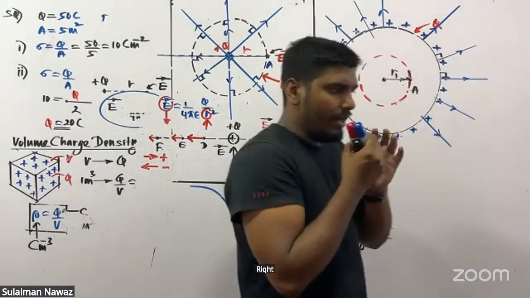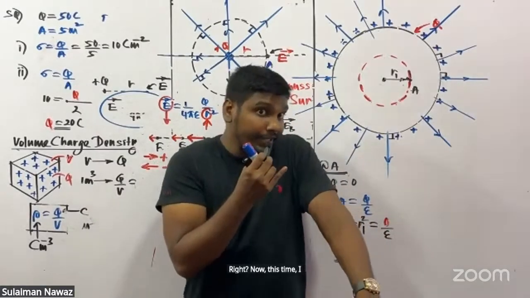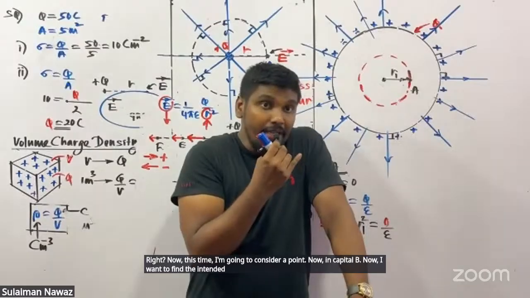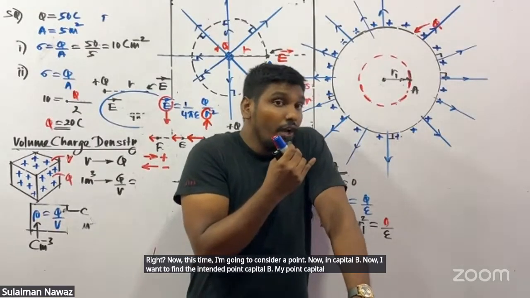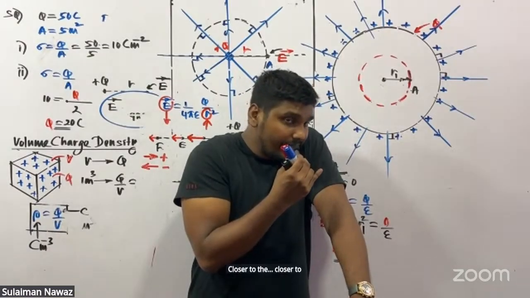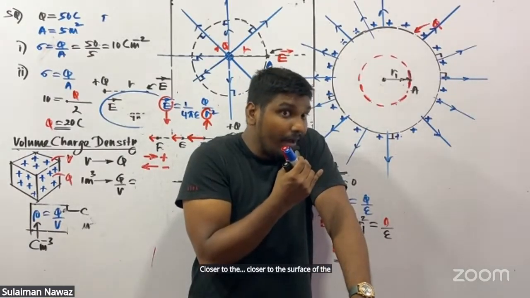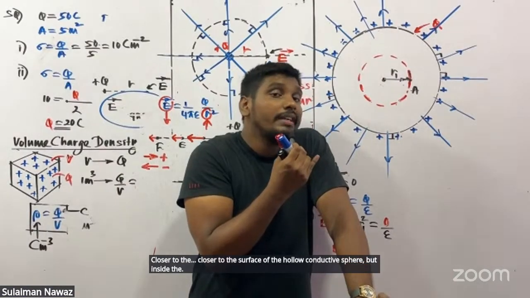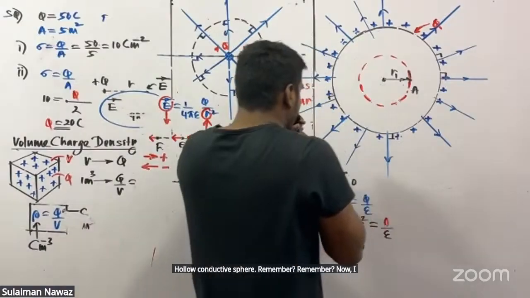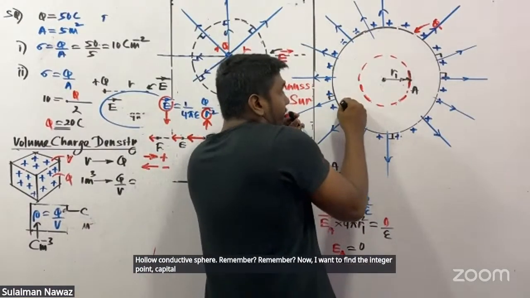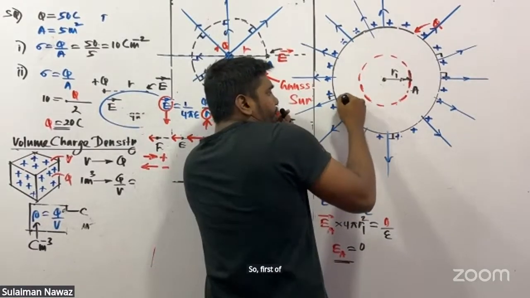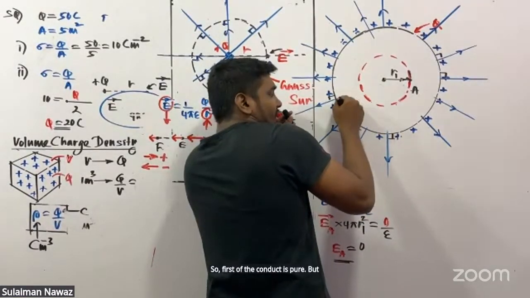Now this time I am going to consider a point, point capital B. I want to find the intensity at point capital B. My point capital B is closer to the surface of the hollow conductive sphere, but inside the hollow conductive sphere.